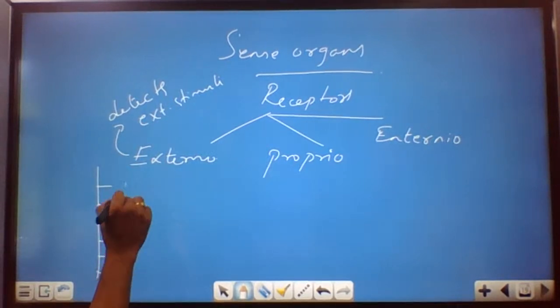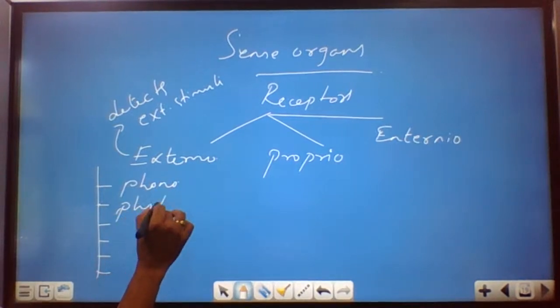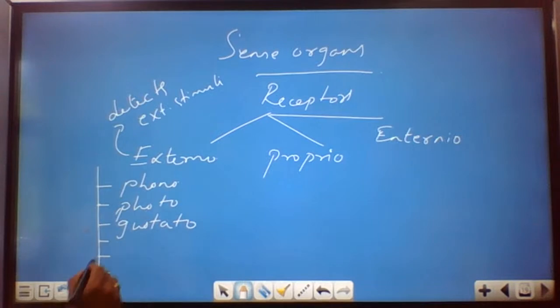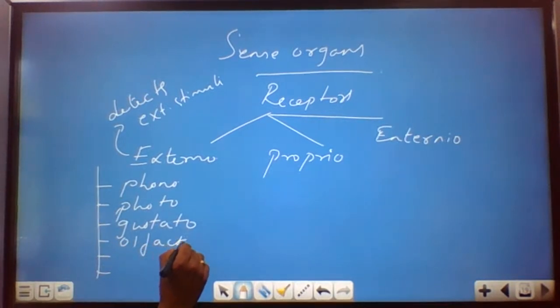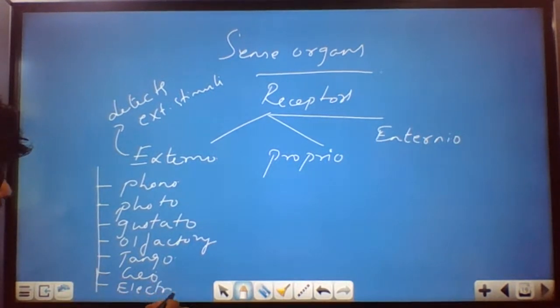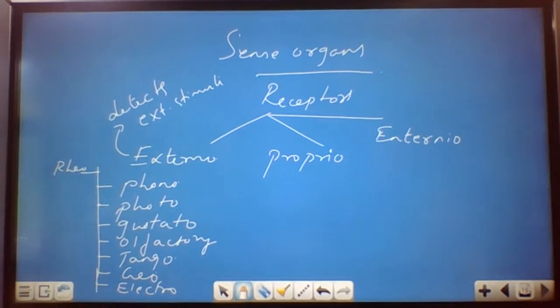Under external receptors, we have phonoreceptors, photoreceptors, gustatoreceptors, olfactoreceptors, tangoreceptors, georeceptors, electroreceptors, and at last, rheoreceptors. These are very common receptors. I'm going to give an example for each now.